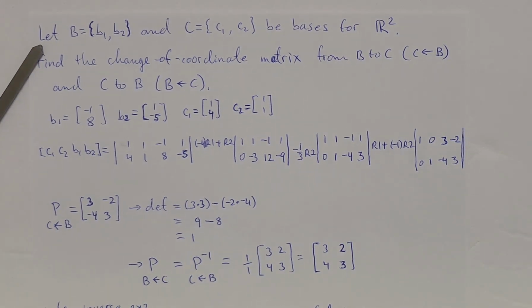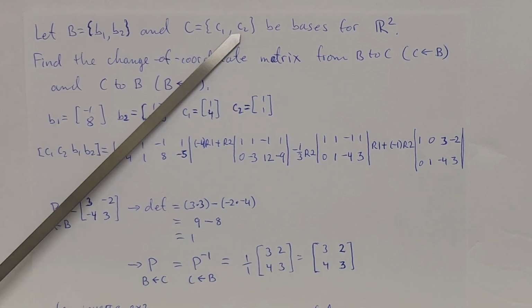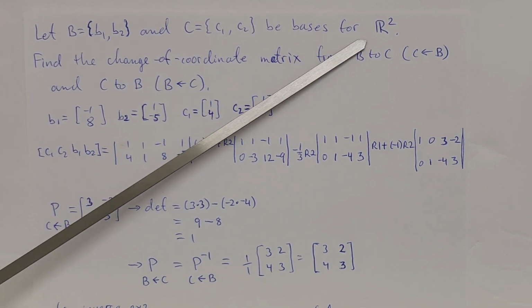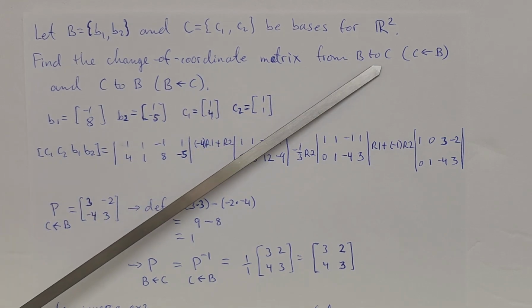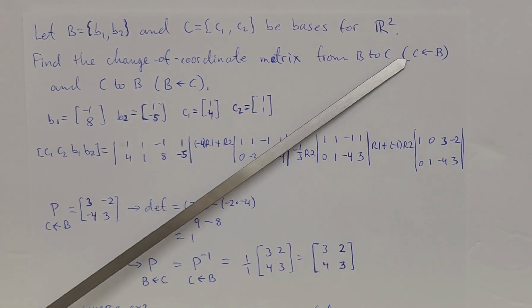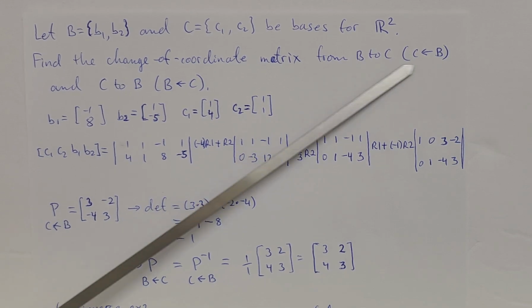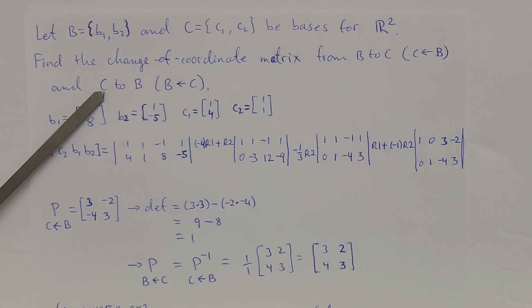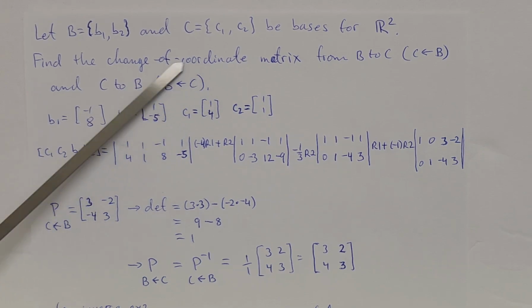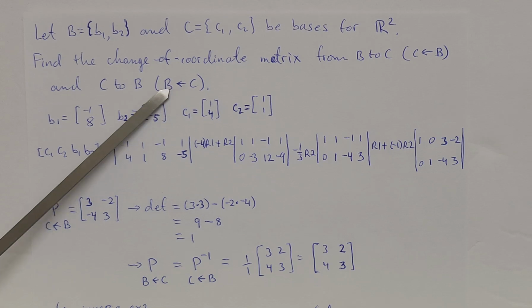This lesson: let B = {b1, b2} and C = {c1, c2} be bases of R2. Find the change of coordinate matrix from B to C. These are the notations for how we write B to C, and C to B.